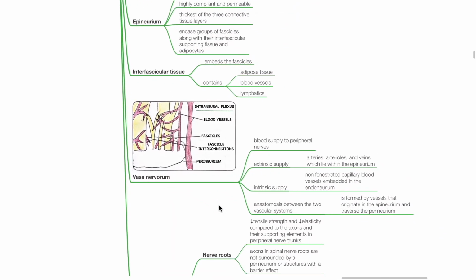The vasa nervorum is the blood supply to the peripheral nerves, and consists of extrinsic and intrinsic supply. The extrinsic supply consists of arteries, arterioles, and veins which lie within the epineurium. The intrinsic supply consists of non-fenestrated capillary blood vessels embedded in the endoneurium. Anastomosis between the two vascular systems is formed by vessels that originate in the epineurium and traverse the perineurium.